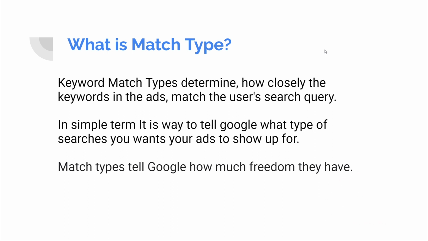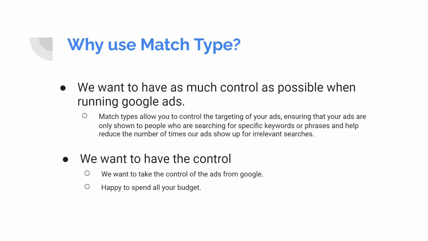Basically, match type tells Google how much freedom they have. So keywords, by using match types, will seriously influence which search term will trigger any given keyword. The reason why we want to use the different match types is that different match types help us to control when and where our Google ads show up. By using the right match type, we can make sure our ads only show up for relevant searches and avoid wasting money on irrelevant ones, right?